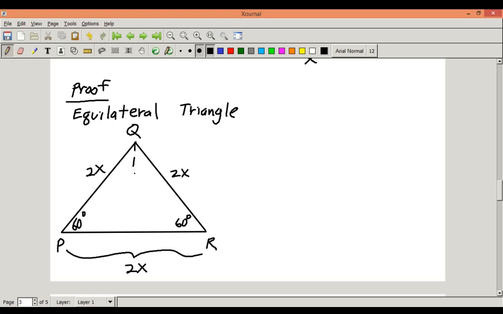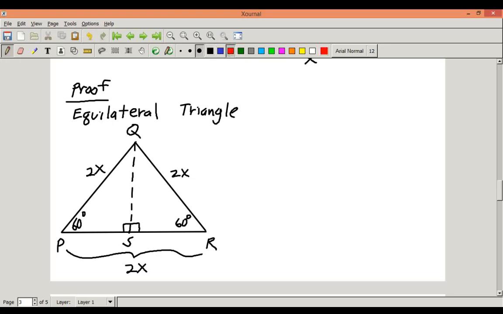So this altitude from point Q perpendicular to the opposite side is going to form 2 triangles. First I'm going to try to convince you that those 2 triangles are congruent. I'm going to call this point S, right there, that point down there.